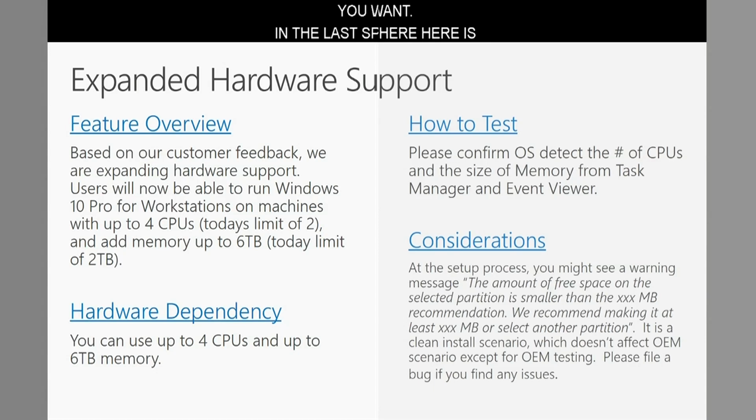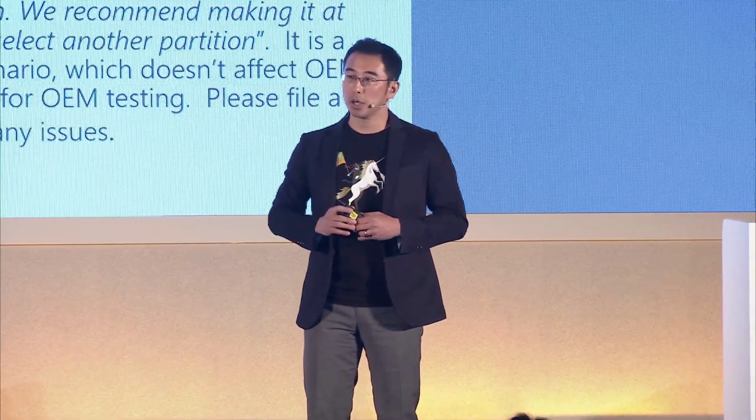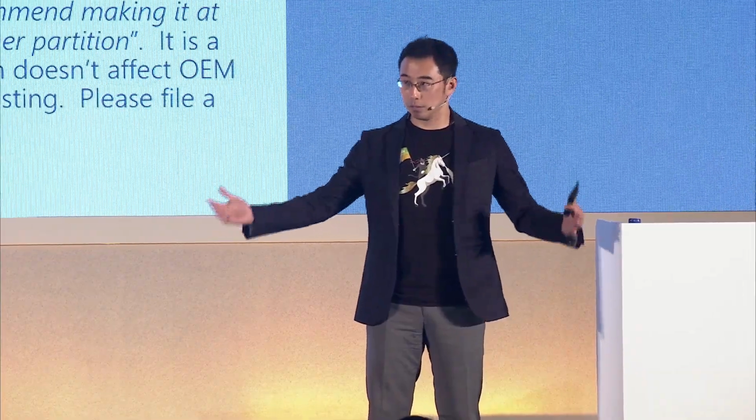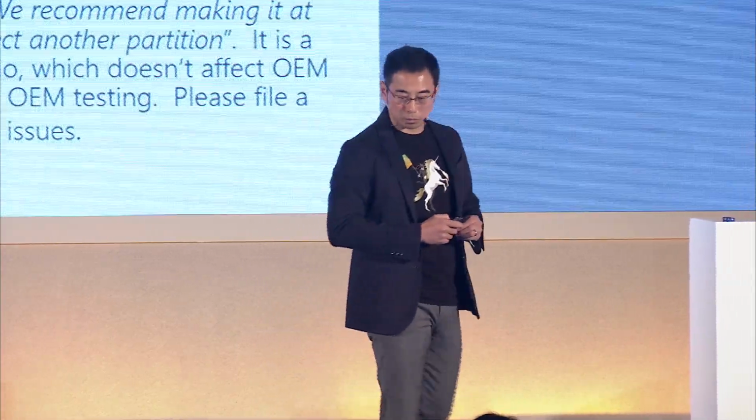We are adding more support for 4 CPU sockets. Currently, the maximum Windows supports is only 2 CPU sockets, so now we expand this to 4 CPU sockets. We also expand memory support to 6 terabytes. Currently, the maximum supported memory is 2 terabytes. It's now 6, so it's very big. This is based on requests from our customers who want to use more memory and more CPU sockets for their compute-intensive workloads.